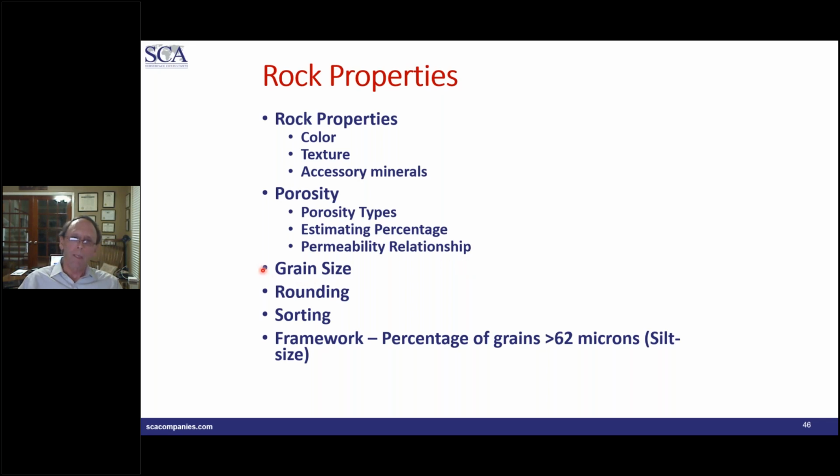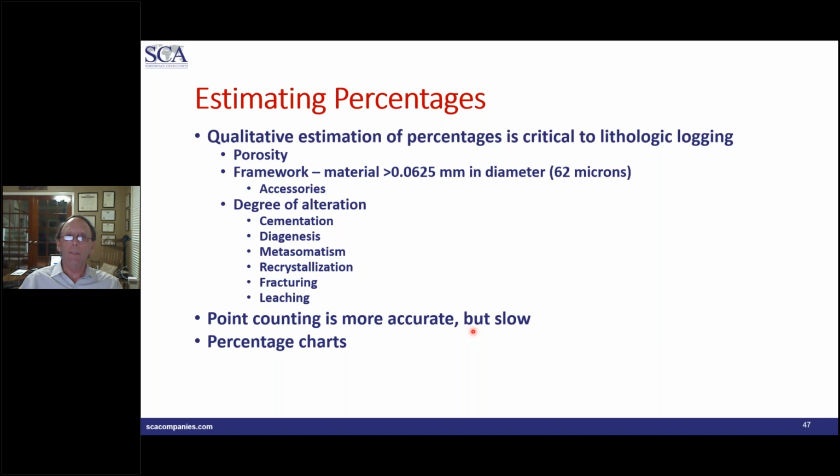We need to be able to describe the grain size. In clastics, we need to understand the rounding. How far has this particular grain traveled? How well sorted is the rock? What's the framework? I said earlier, that's the percentage of grains greater than 62 microns, which is silt size. So the rock properties, this is what we're looking for within the rocks to help us with our interpretation.